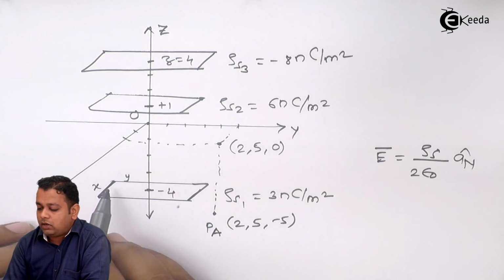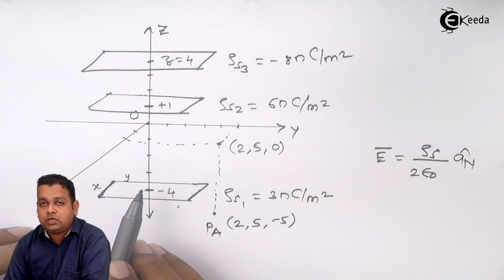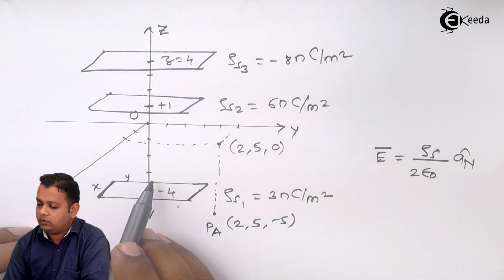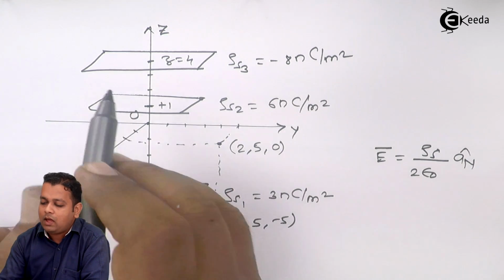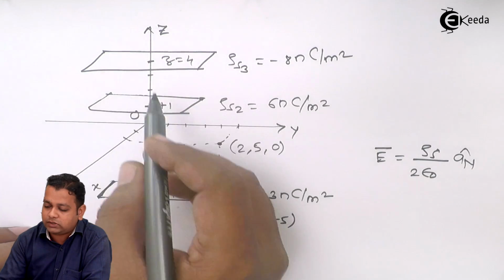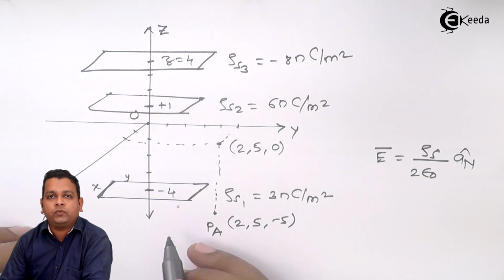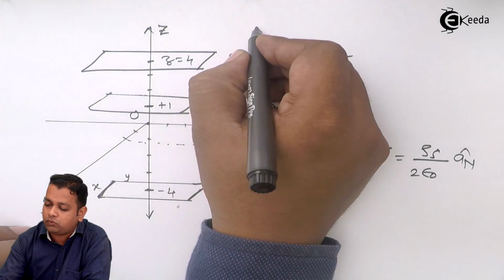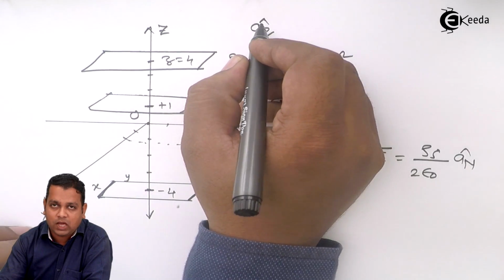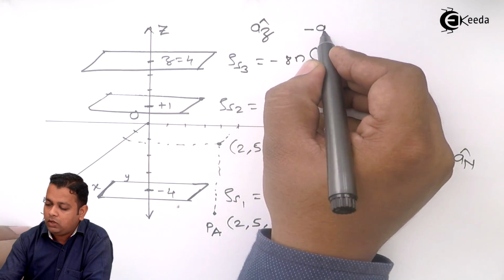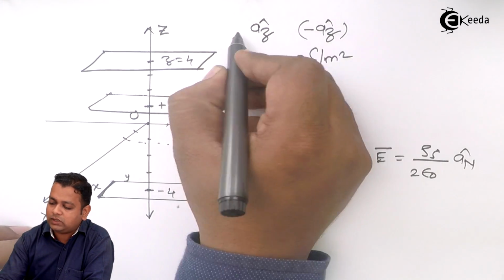So the sheet is along the x and y directions. The sheets are parallel to the xy plane. So the normal direction will be either in the positive z direction or the negative z direction. If the normal direction is positive, we have to select az cap. If it is negative, we have to select minus az cap.